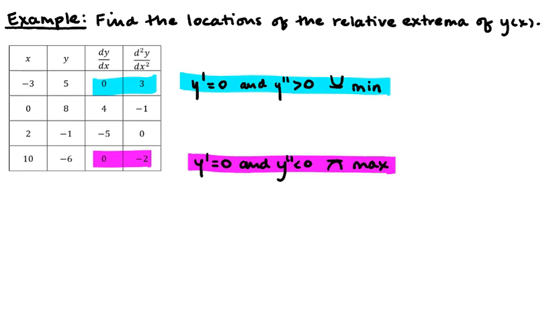All right, there you go. So I'm over here, I'm looking at the table, and I'm looking for a place where the first derivative is 0 and the second derivative is non-zero. I found 2 of them. Okay, I find the locations. Well, I could do a little better than that. I could say a relative minimum at -3, 5, and a relative maximum at 10, -6. And that's how we're going to do second derivative problems for now.